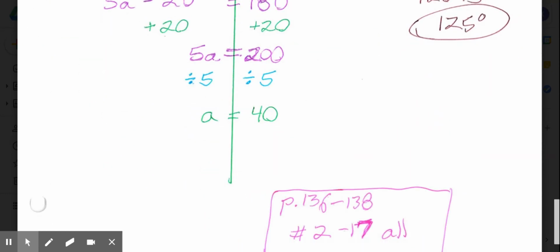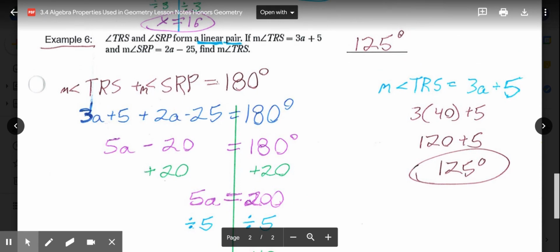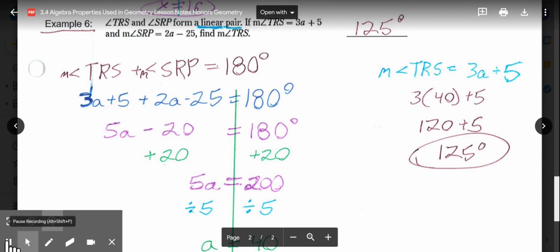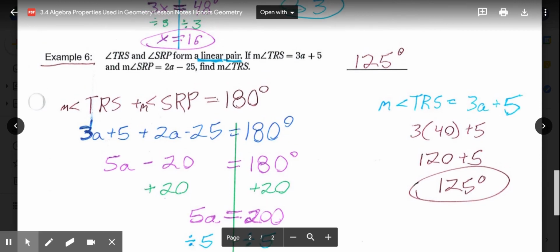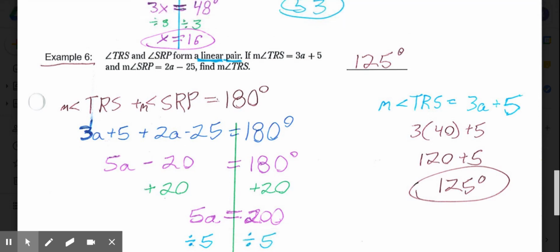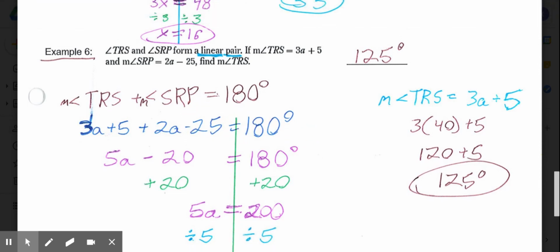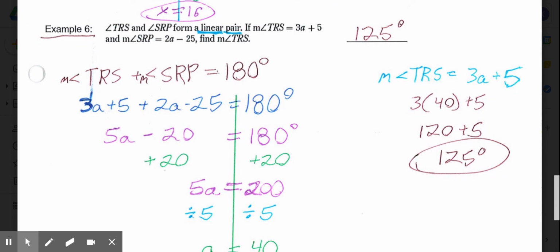Then example 6, our final example for this lesson, says angle TRS and SRP form a linear pair. So if we know those are a linear pair, then we also know the measure of TRS was 3a plus 5, and the measure of angle SRP was 2a minus 25. Find the measure of angle TRS. Well, we know TRS and SRP are a linear pair, meaning they add to equal 180 degrees. So I can take the two angles added together and set them equal to 180. That allows me to solve for my variable of a.